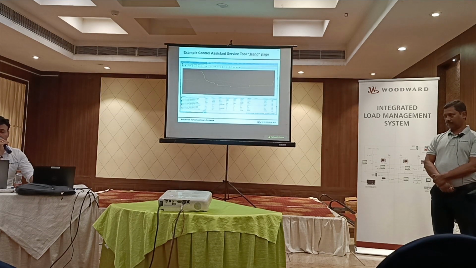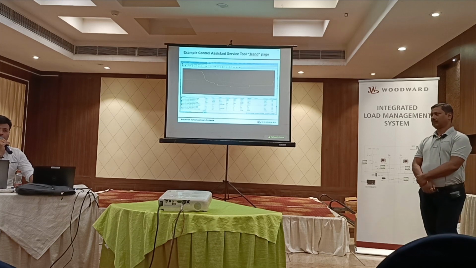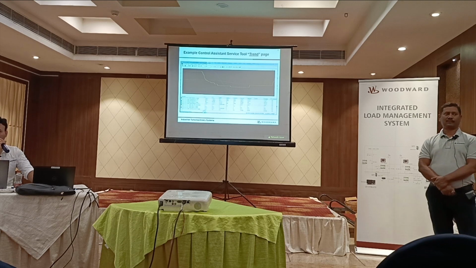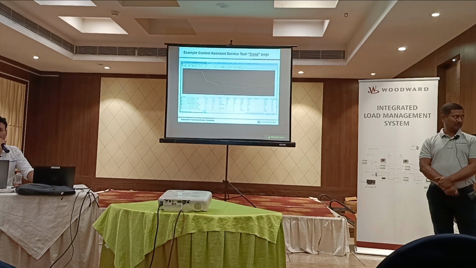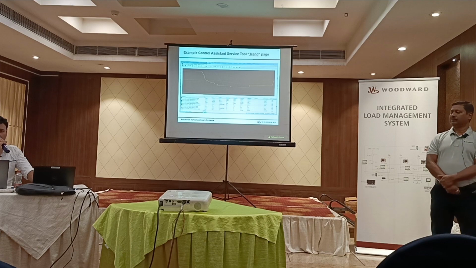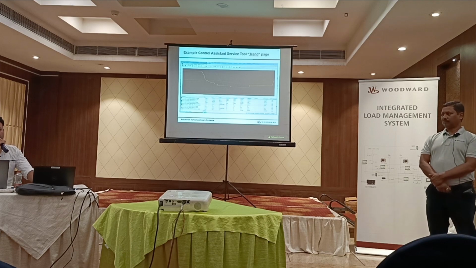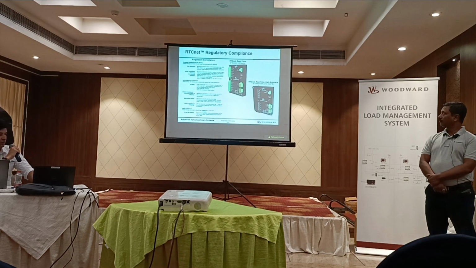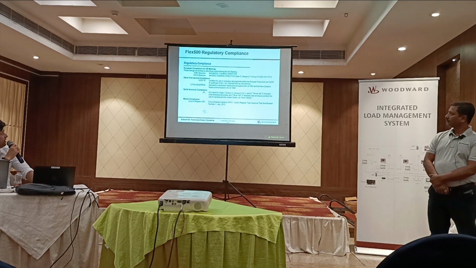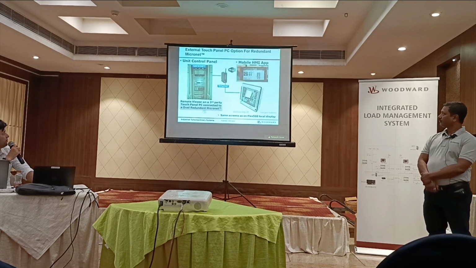So in control assistant, you can have a trending facility as well with a resolution of 1 millisecond. I don't think any of the control systems will provide you a trending of 1 millisecond. Whereas in control assistant, if you have a licensed version of control assistant, you can see the trend with a resolution of 1 millisecond. Whereas in DCS or PLC, they can go up to max 500 milliseconds. So these are the compliances with Flex 500.